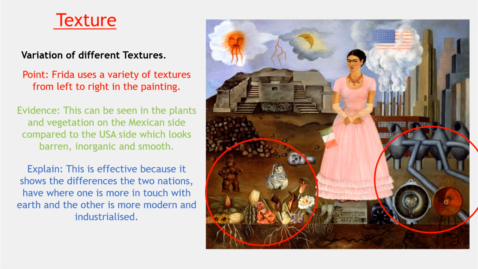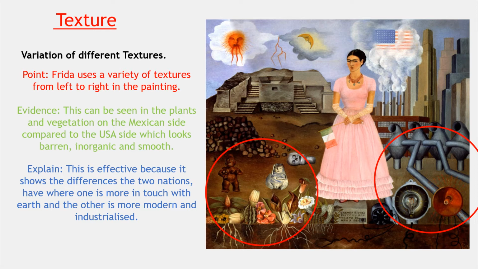Okay, so moving on to the second visual element that you were asked to write about, which is texture. And again, we're looking back at the painting by Frida Kahlo. Frida Kahlo uses a variety of different textures in this painting, and again, it's dependent on what side of the painting you're looking at and the sort of communication that she is trying to give about that side of the painting.